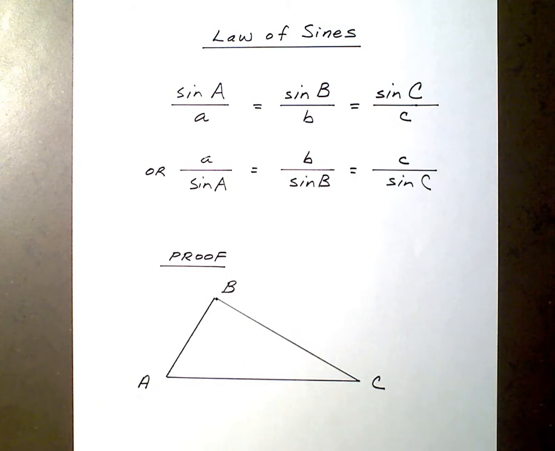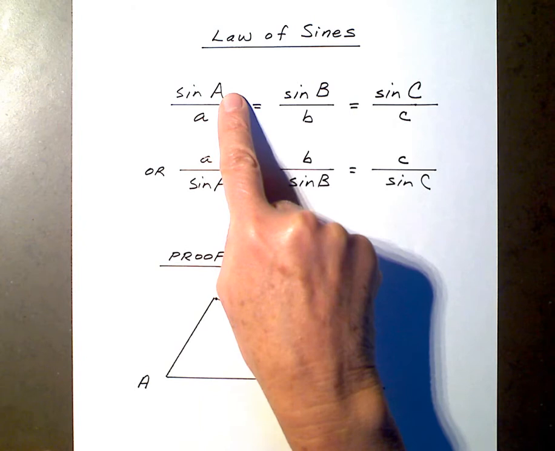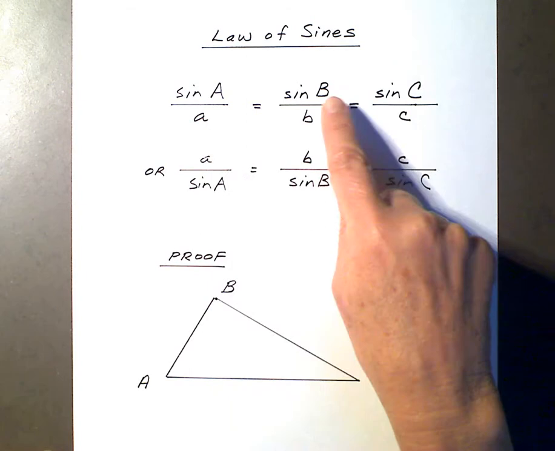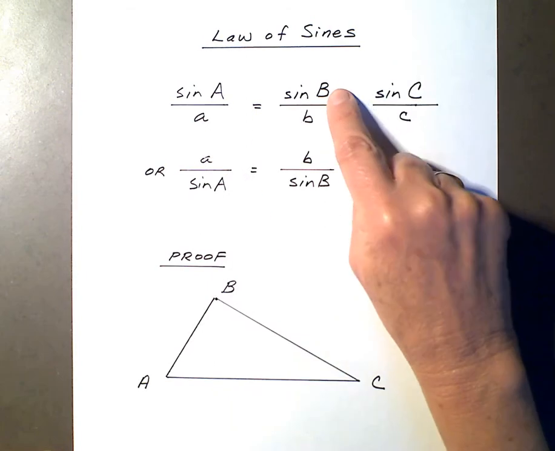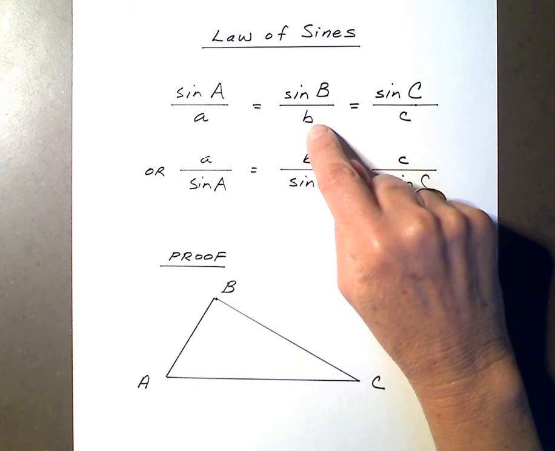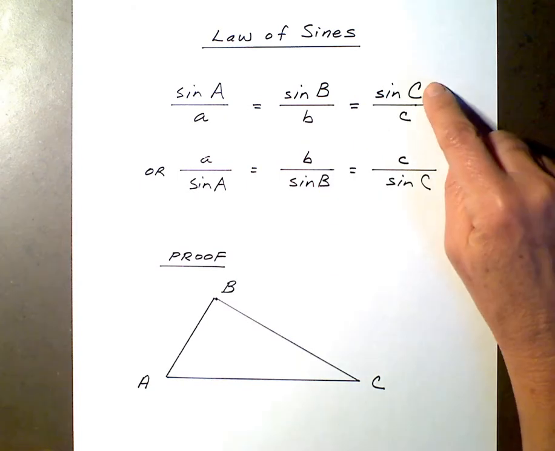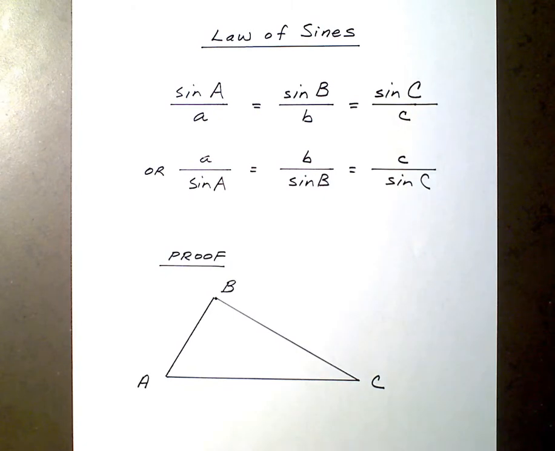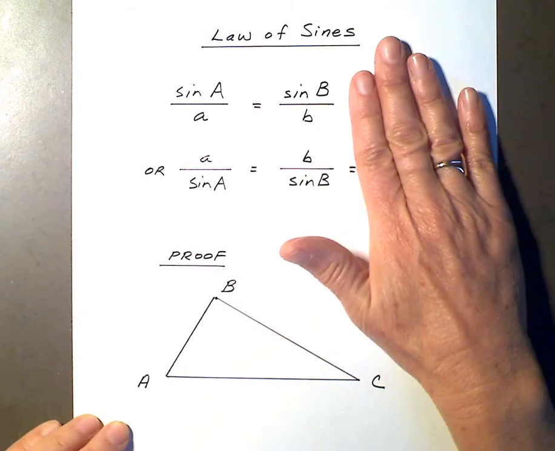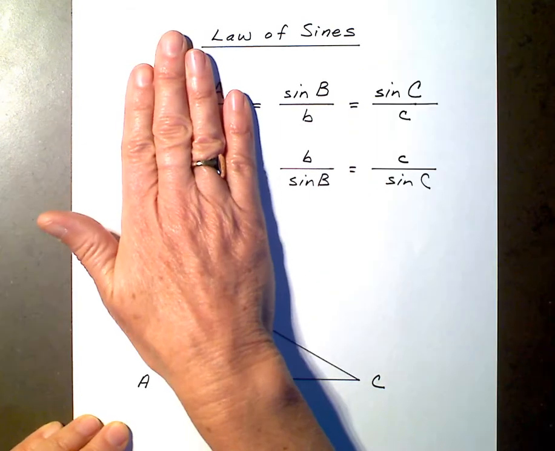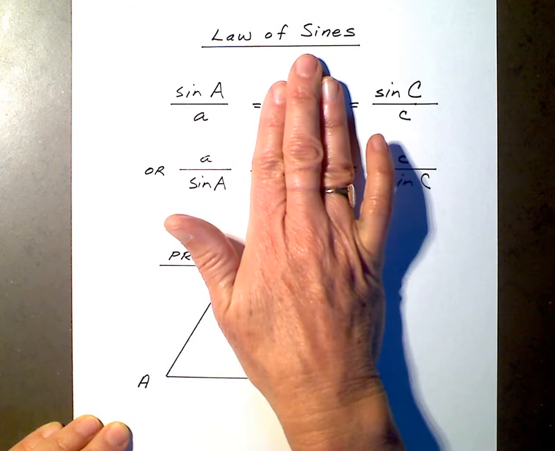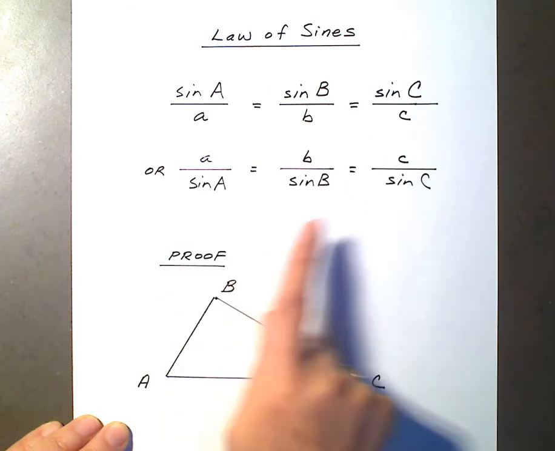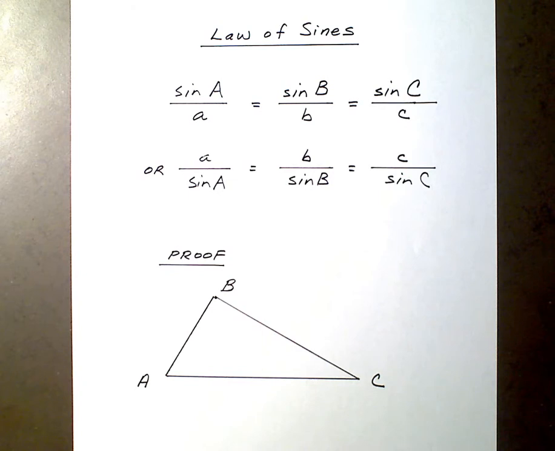And the law of sines says that the ratio of the sine of an angle over the side opposite that angle is the same, in the same triangle, as the sine of another angle over the side opposite that, which is the same as the ratio of the sine of the third angle over this third side. So anyway, this holds. I can equate any two of these ratios. I can equate these two, I can equate those two. And of course I could flip the entire thing over and put the sides on top and the sines of the angles in the denominator, and the law holds.